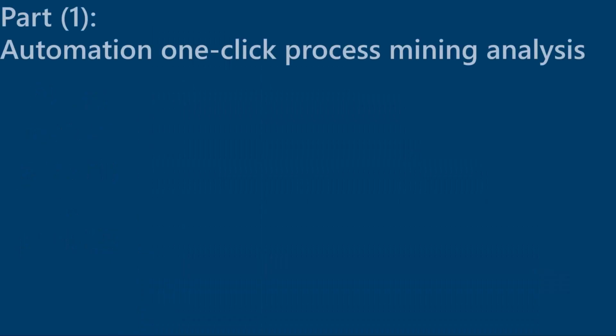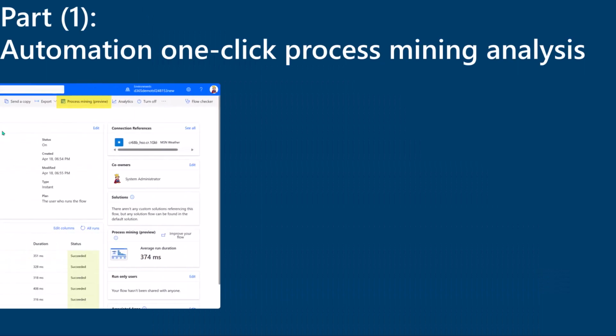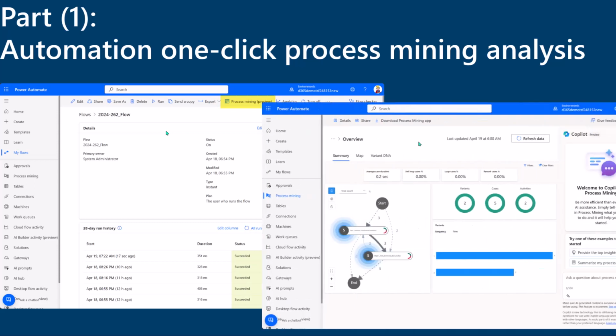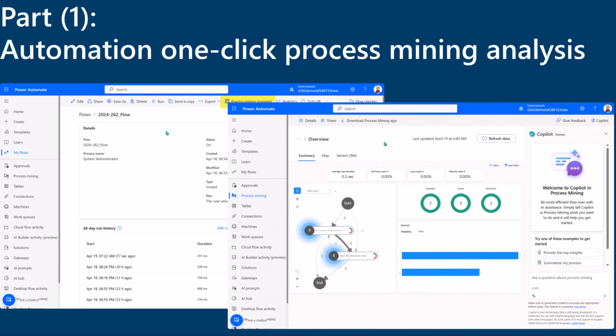So what did we do in the first part? Well, we had a look at a one-click process mining analysis. That's what you find when you open Power Automate Flows and then click on this button. Then you get a fully fledged process mining analysis of your specific flow. And in the first part, we had a look at how we can automate this so that users are not required to press this button all the time.